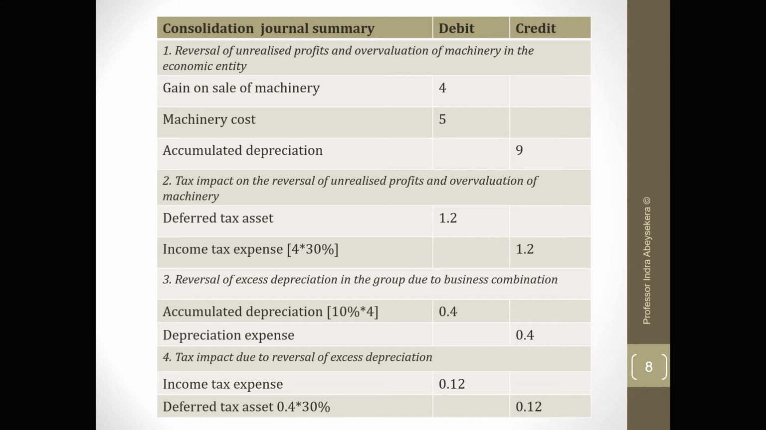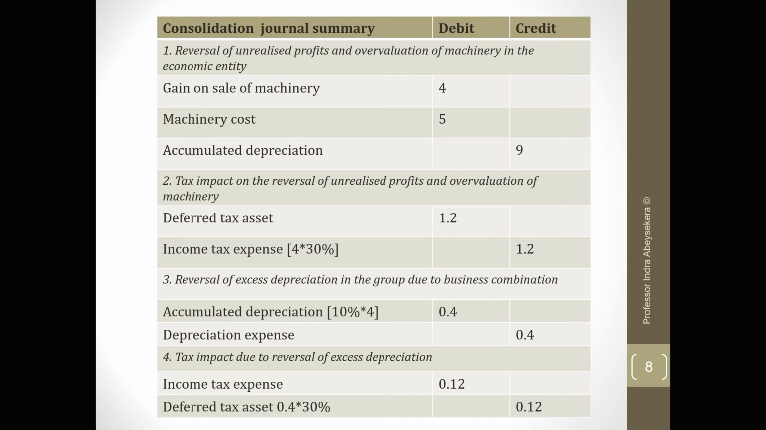So our second entry is debit deferred tax asset 30% of 4, 1.2, and credit income tax expense 1.2. Now that we have decreased the asset value, whereas the parent had an overvalued asset and kept depreciating the asset at that overvalued amount. But when it comes to the group, that asset is overvalued. Therefore, that depreciation recorded by the parent at a higher value, resulting in higher depreciation expense, has to be decreased.